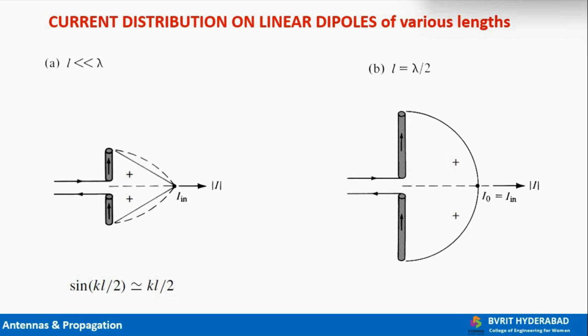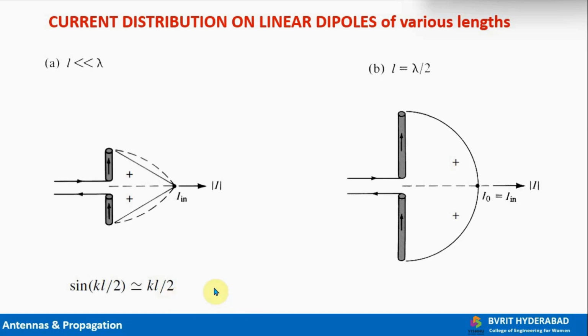The current pattern of very small dipole, usually lambda by 50 and lambda by 10 variation, can be approximated by a triangular distribution, since sine of KL by 2 is approximately equal to KL by 2, where KL by 2 is very small. So this is illustrated in this figure.